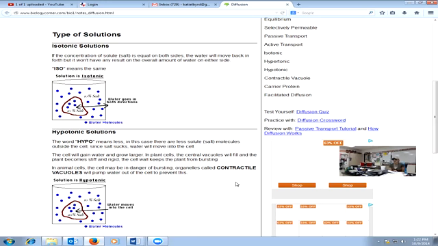Now, the reason that we're learning this is because of IV fluids. Everybody has seen people get IVs before, and they have those big bags of fluid. All IV fluids have a certain amount of solute in them, and that's what the percentage on there tells you.